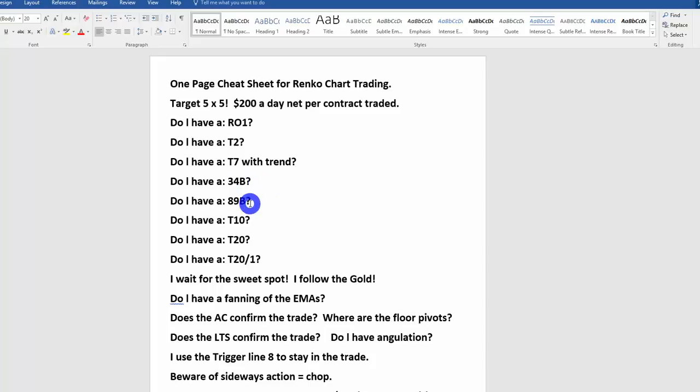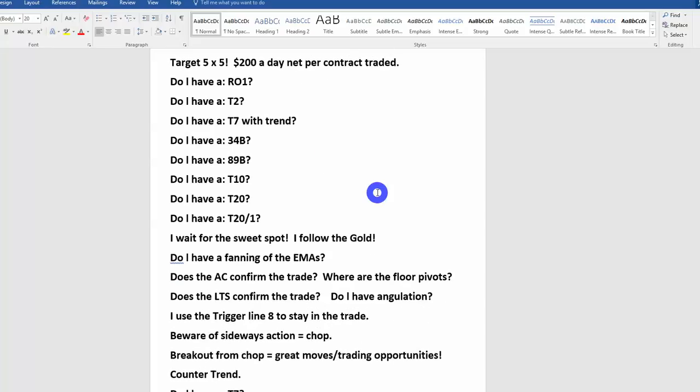Do I have a 34B and 89B? You may notice I've left off a 200B, because your 200B, being a much deeper pullback, quite often is a counter trend trade. So once again, follow the gold. Do I have a T20 and a T20-1? As a reminder, the T20-1 represents the first trade after a T20, which I'll show you on a chart in a moment.